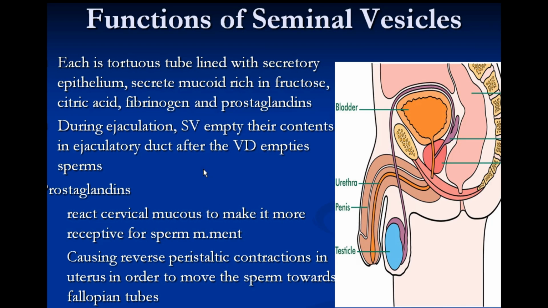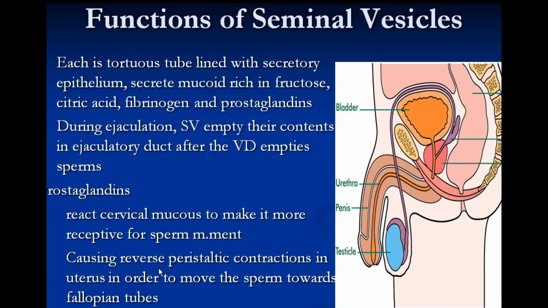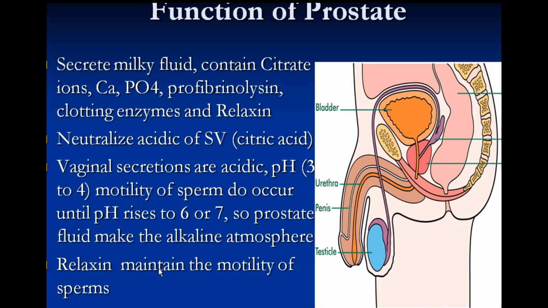Because it contains prostaglandin, the function of the prostaglandin secreted by the seminal vesicle is, number one, that it reacts with the cervical mucus to make it more receptive to sperm movement. Number two, it causes reverse peristaltic contractions in the uterus in order to move the sperm towards the fallopian tube. The function of the prostate is a very important function.